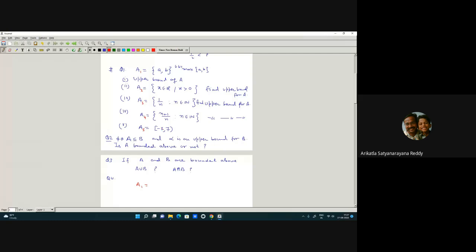All of you think. So you are saying that A2 does not have an upper bound. To show that, what do we need to prove? Yes, sir. We'll take an element in A2 and show that it is greater than our defined upper bound. What is an upper bound? You told that it does not have an upper bound, then how do you prove it? Again, the same question I'm asking.